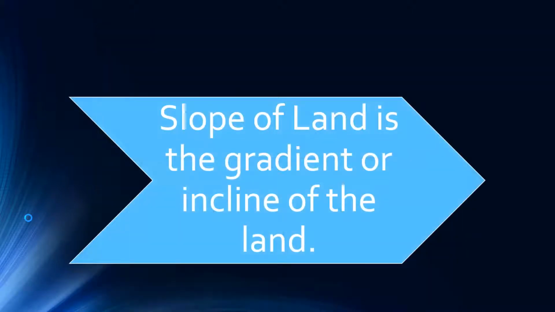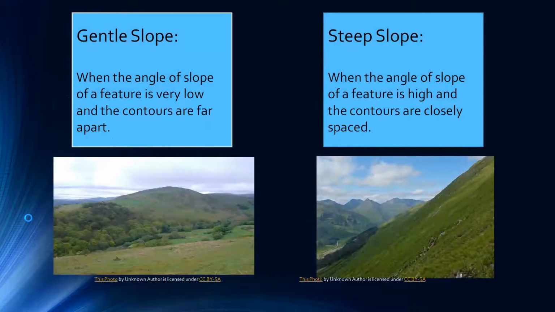Now, what do you mean by slope of land? That is the next topic, children. When I talk about slope of land, I actually mean the gradient or the incline of the land. That is, what is the inclination of the land? Okay, now slope of land can be steep or a gentle slope.